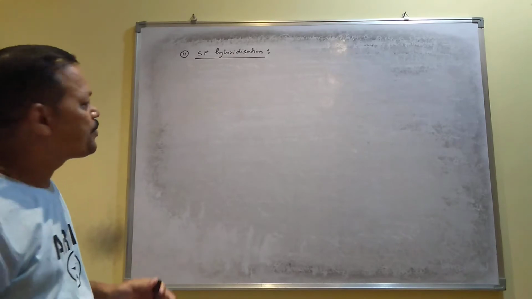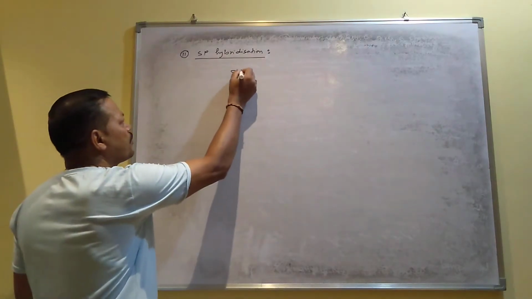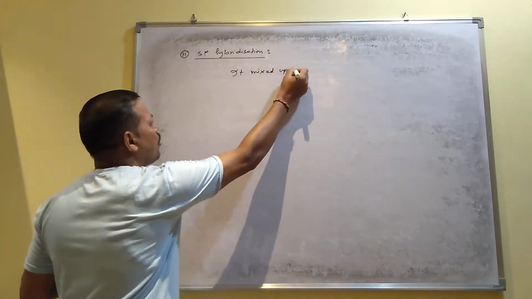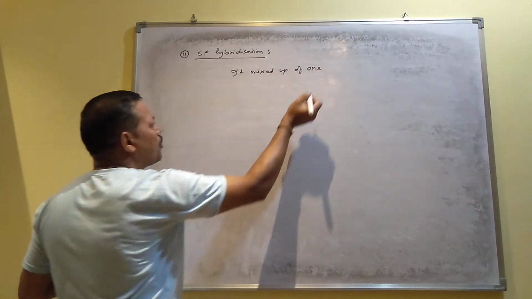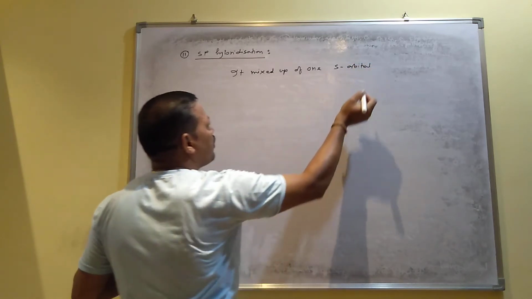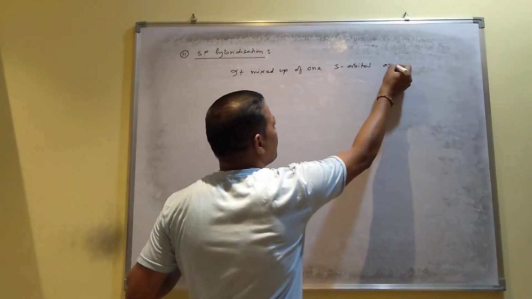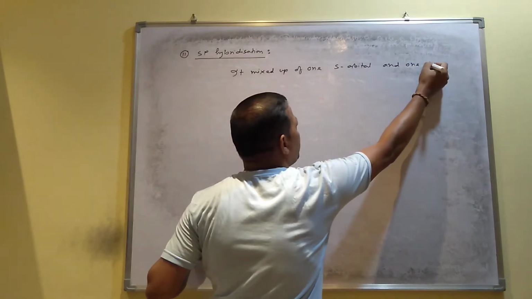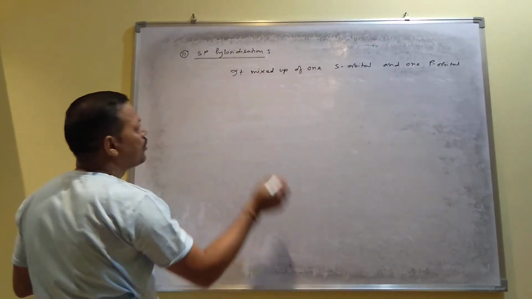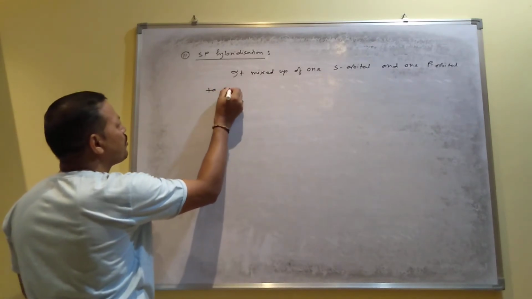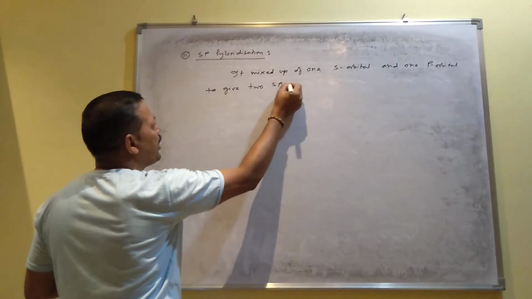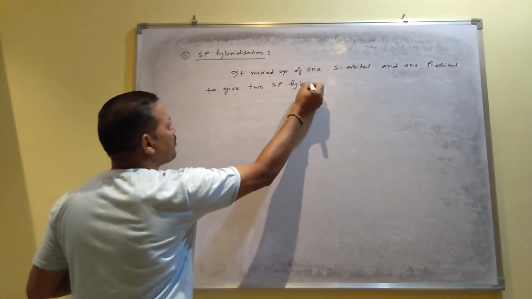So what is sp hybridization? It mixes up one s orbital and one p orbital to give two sp hybrid orbitals.